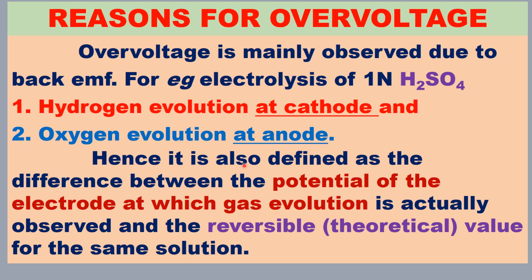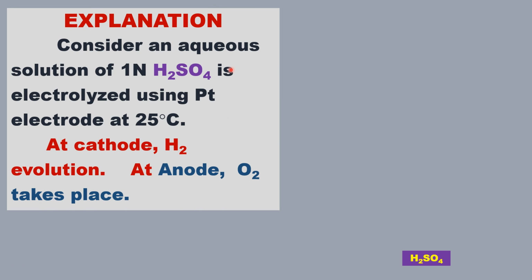In other words, overvoltage is defined as the difference between the potential of the electrode at which the gas evolution is actually observed and the reversible theoretical value of potential for the same solution. This reversible value is obtained from the Nernst cell EMF. We will understand this further.